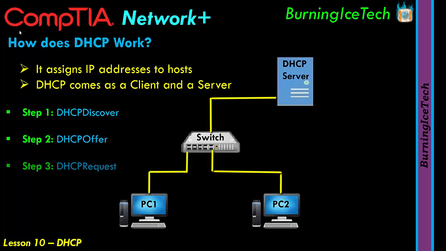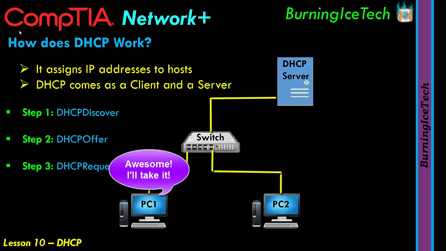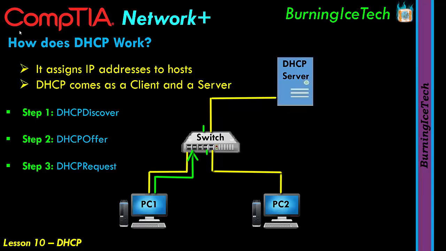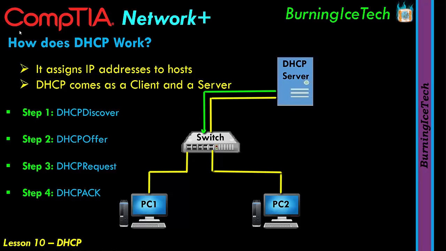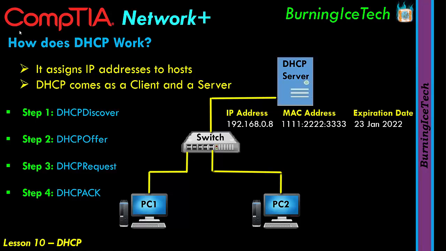Step 3 is the DHCP request. The host says, awesome, I'll take it, and sends the request to the DHCP server. Step 4, the DHCP acknowledgement. The DHCP server sends the IP address to the host along with the subnet mask, the default gateway, and of course the DNS server. Something you should also know is that the DHCP server keeps a record of all the leased IP addresses and their leased times.